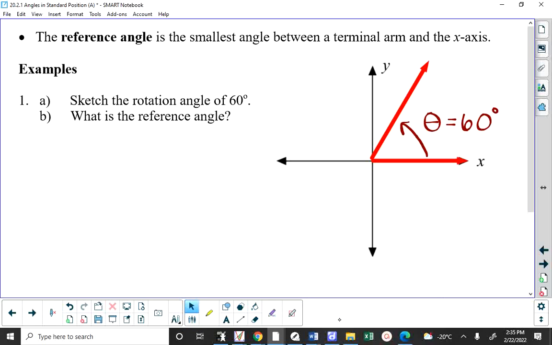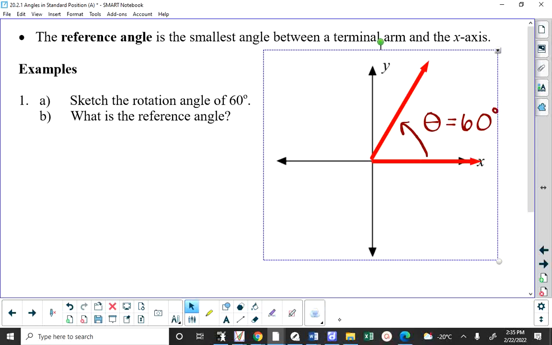So Jack, I know you get this. So I'm not asking this to test you. I'm asking this to confirm. If the rotation angle is 60 degrees, what is the reference angle? 60. It's 60 degrees. And I hope that all of you see that if the rotation angle is in quadrant 1, the reference angle will be whatever the rotation angle is.